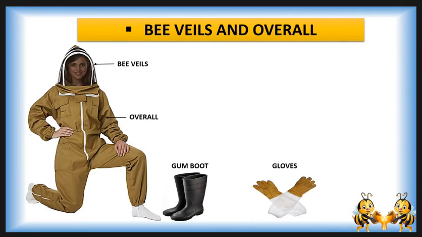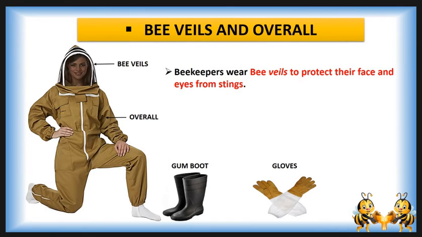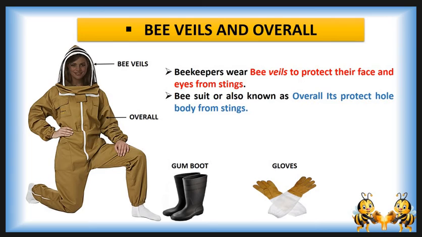Then the bee veil and overall. Most experienced beekeepers wear a bee veil to protect their face and eyes from honeybee stings. Wire veils keep bees further away from the face than those made from silk or cotton. Some beekeepers prefer to wear a bee suit, also known as overall. It protects the whole body from stings.